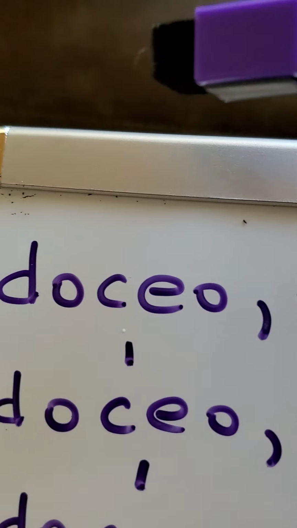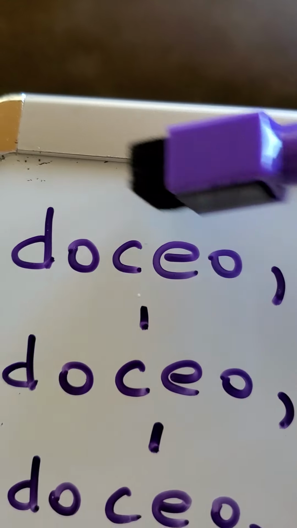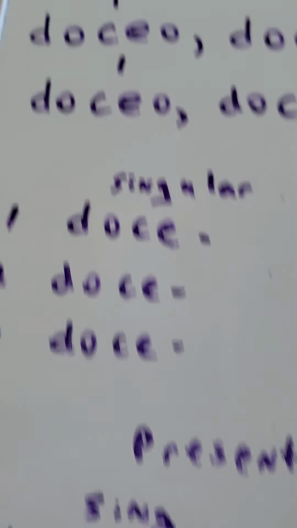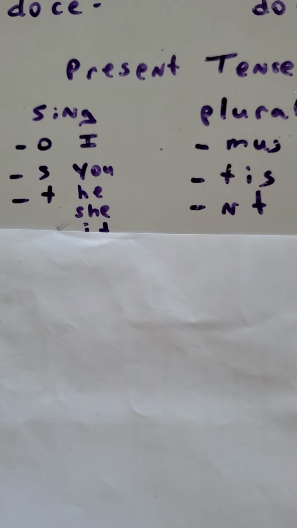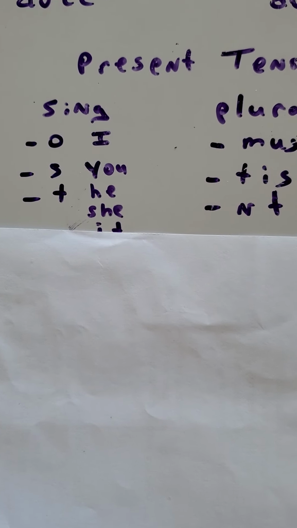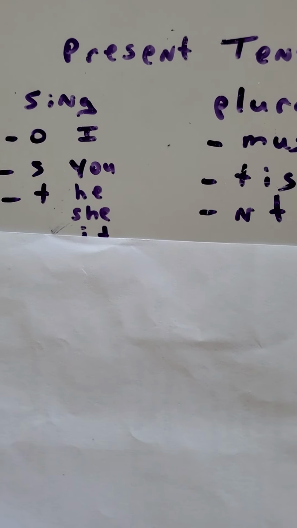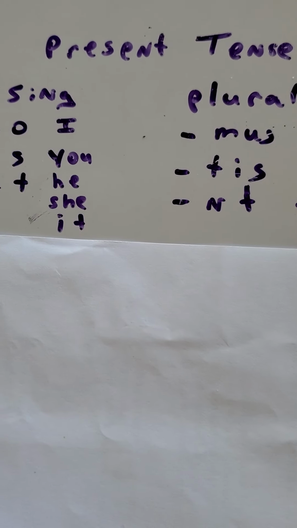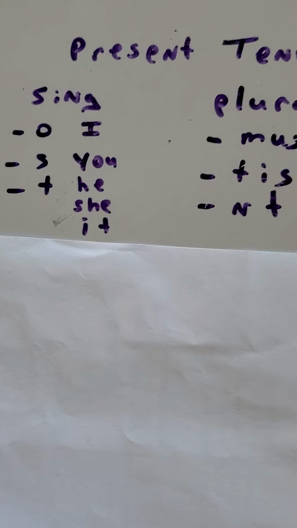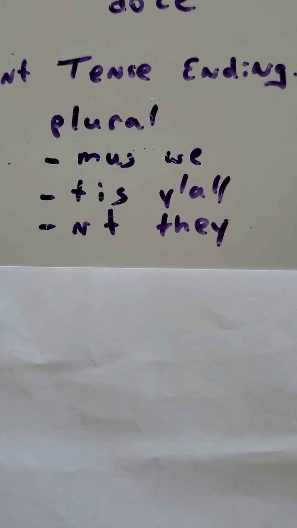For example, doceo means I teach, to get the meaning of the verb in Latin. There are separate pronouns which are used, but they're not necessary for the meaning of the word. So O, S, T, mus, tis, nt: I, you, he, she, it, we, y'all, they. Okay, so now let's conjugate.